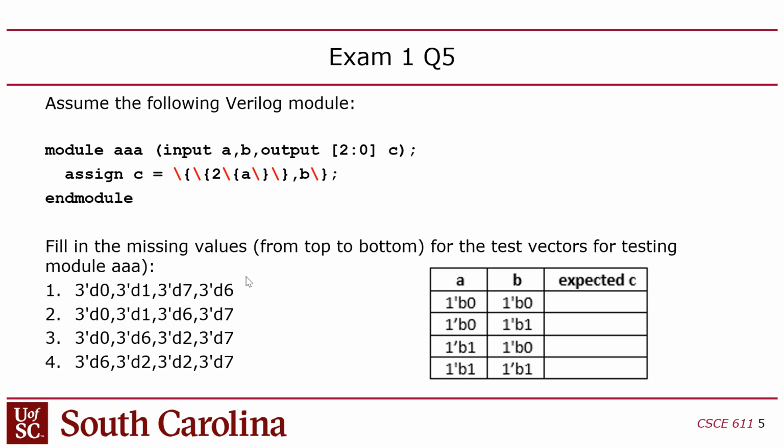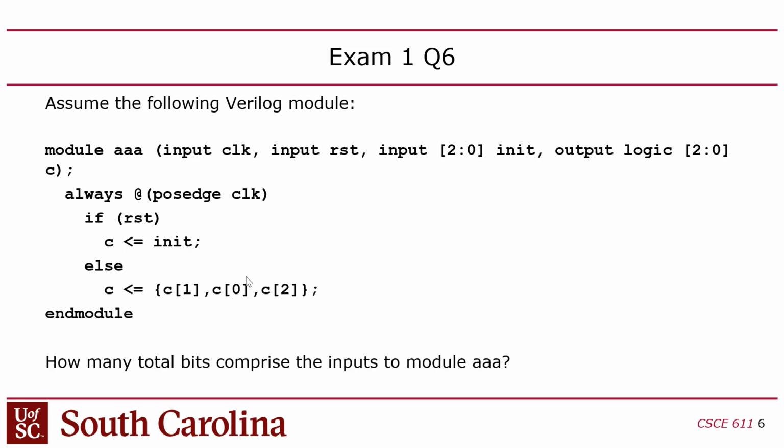Any questions? Okay. This one says, how many total bits comprise the inputs to module AAA? So we've got clock, reset, and 3 bits of init. So that would be 5 in total, right?